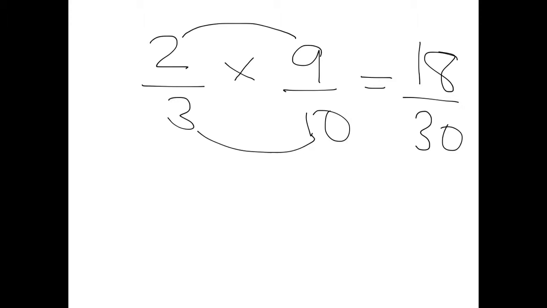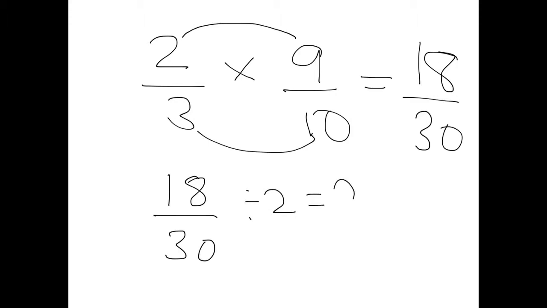Now, let's look at 18 over 30. Can that be cancelled down any further? Is there a number that divides into both 18 and 30? Okay, anything more than 2? But we can start off with 2, it's not a big deal. We'll start off with 2 and we get what? 9 over 15. Good girl, Jade.